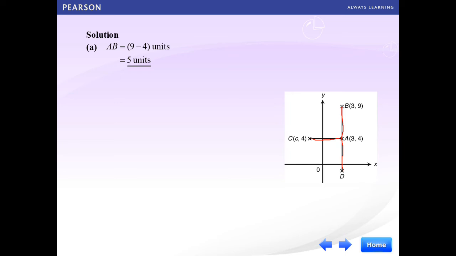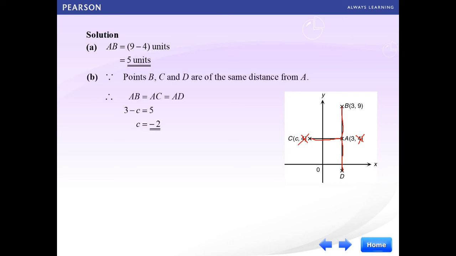And finding the distance of AC, as AC is horizontal, so you won't use 4, you just use these 3 and c. And also, point A is on the right of C, so 3 should be larger than c. Therefore, 3 minus c equals AB, that is 5. Solving the equation, we get c equals -2.